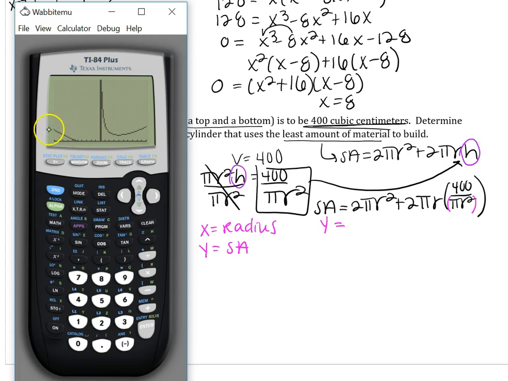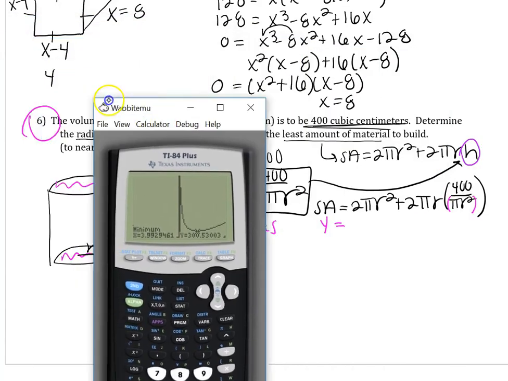Okay, I don't care about all this because this would represent a negative x, which would be a negative radius. I can't have that. I just care about this quadrant 1. This function is representing the surface area. So as you can see, we use a lot of material, then we start to minimize the material, and then we start to use a lot of material again. I want this min value. So I do second trace, min.